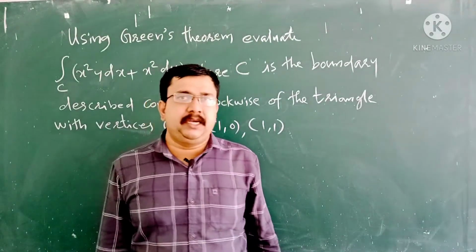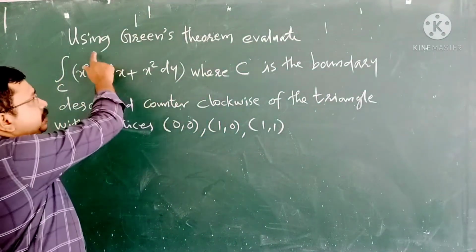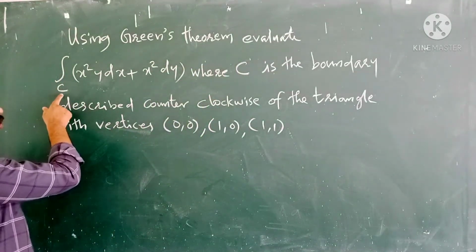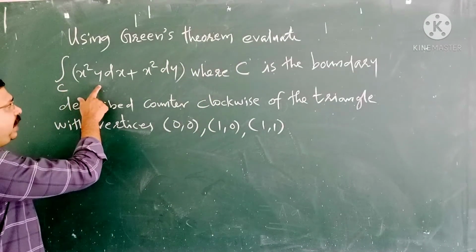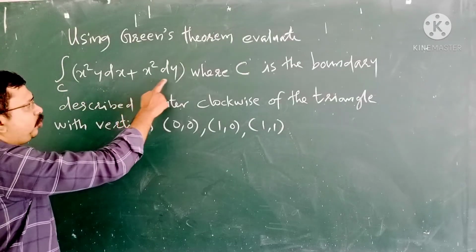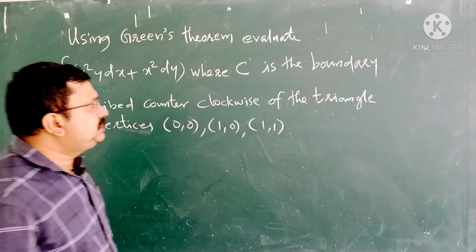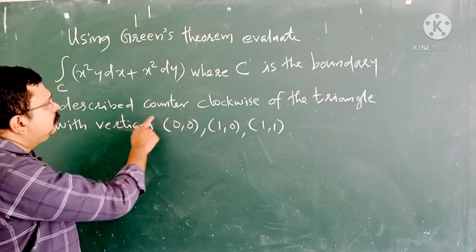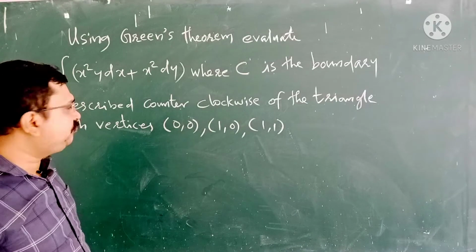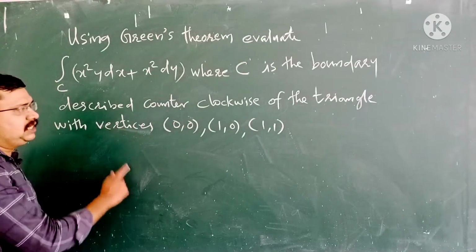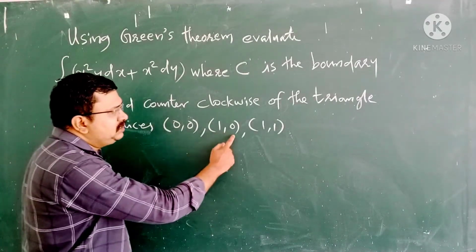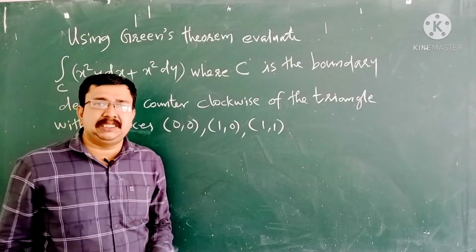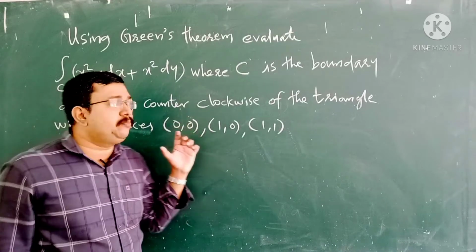Our second question is, using Green's theorem, evaluate the integral over C of x square y dx plus x square dy, where C is the boundary described counterclockwise of the triangle with the vertices 0, 0, 1, 0 and 1, 1. That is our question. Please write down this question in your notebook.